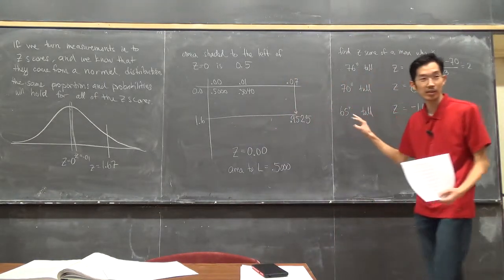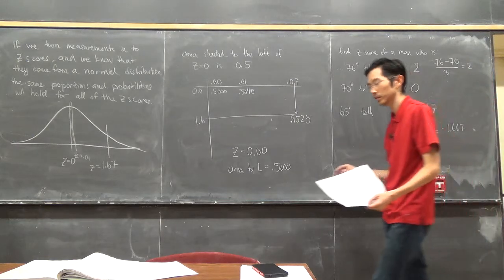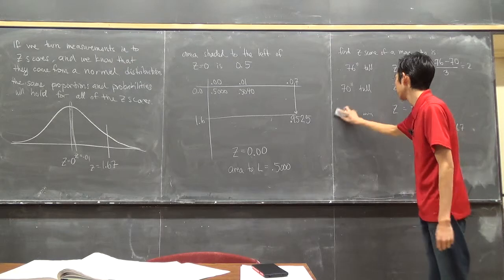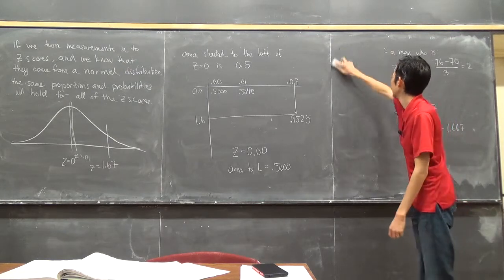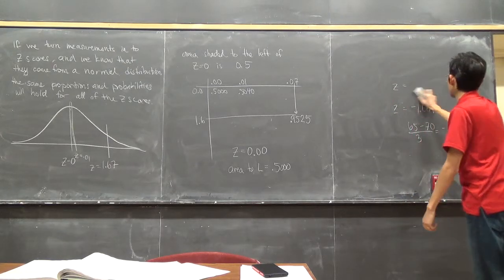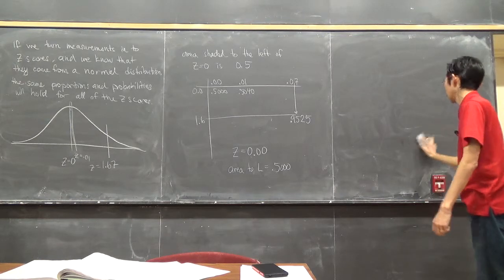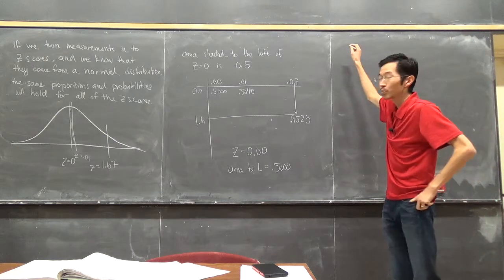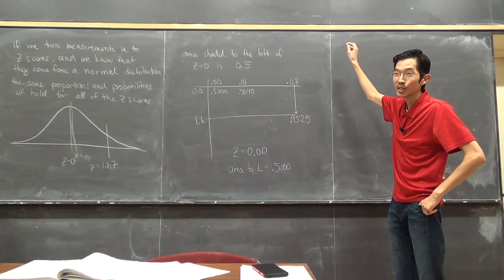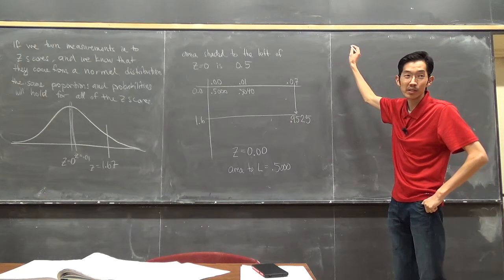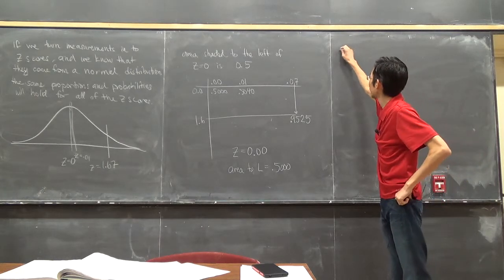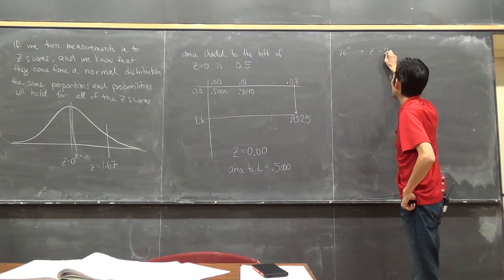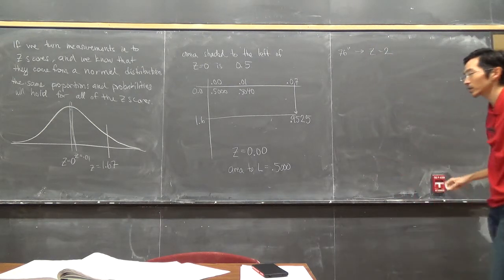Is that okay? All right. Okay, so let's just look up some of these numbers here. So we said, I just erased it, but I said, approximately what percentage of men are taller than 76 inches? So 76 inches corresponded to a z-score of 2. And I said, approximately what percentage of men are taller?